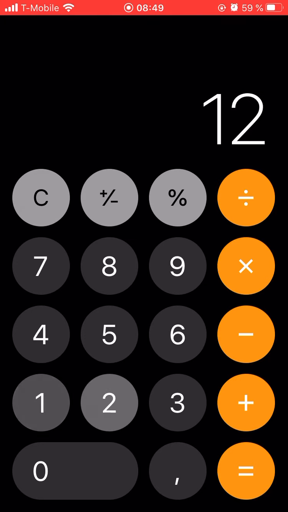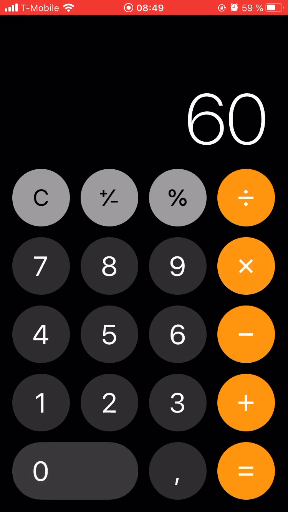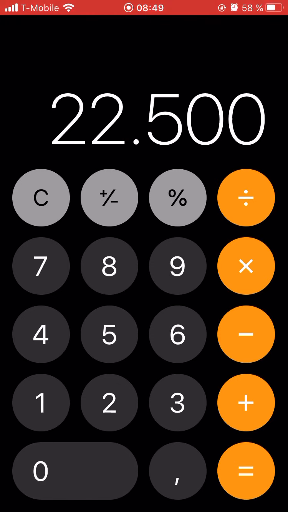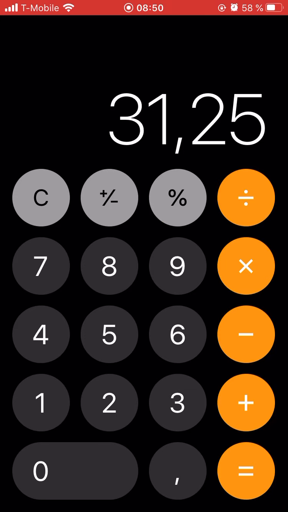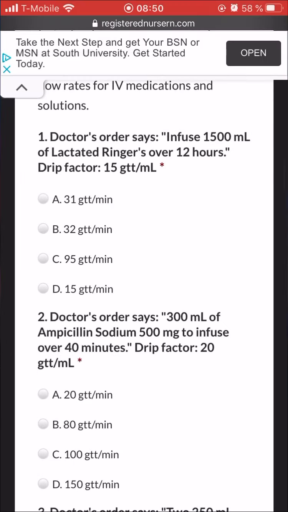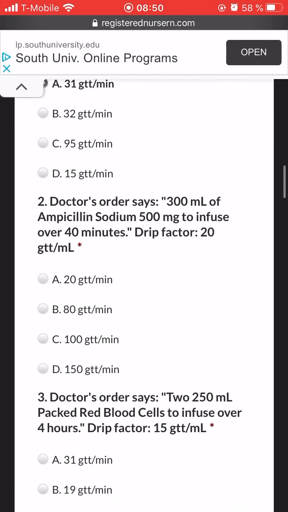So we want to know how many minutes are in 12 hours. There's 720 minutes in 12 hours. So we take the 22,500, divide that by the 720. That gives us our first answer, 31.25. Round it down, you get 31.